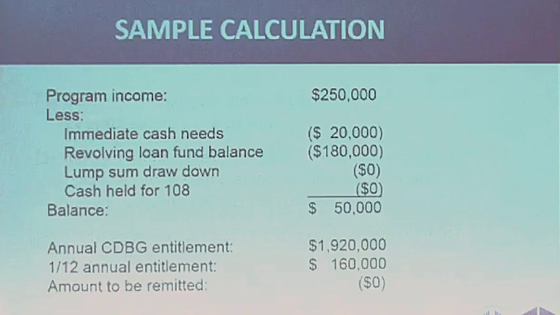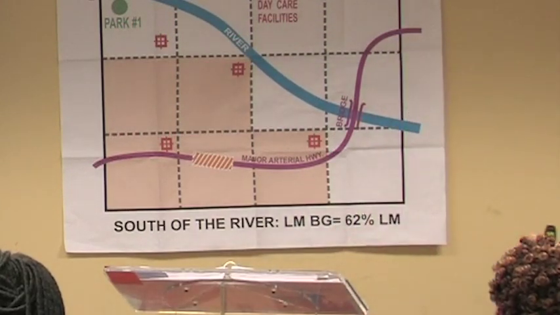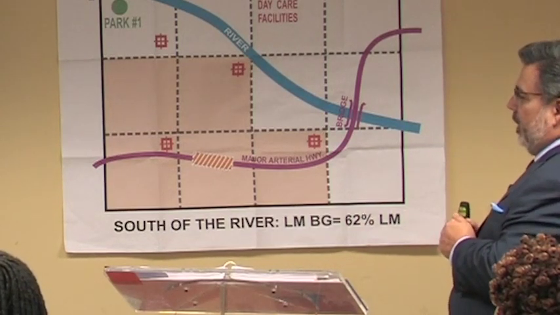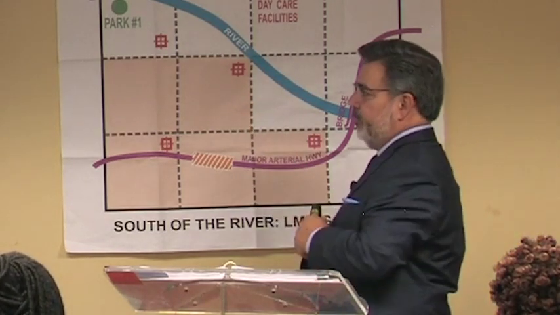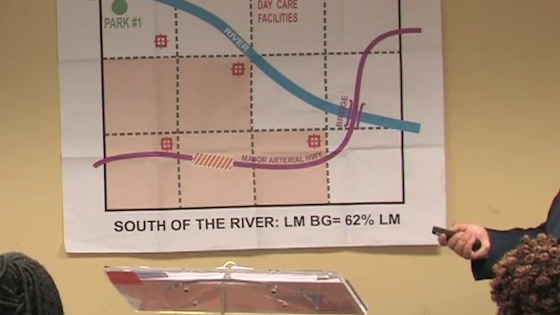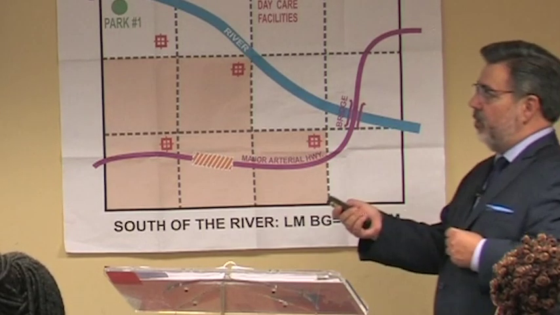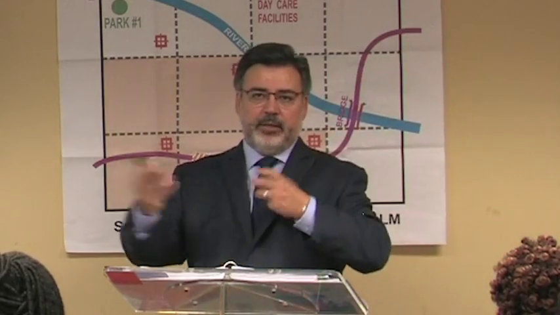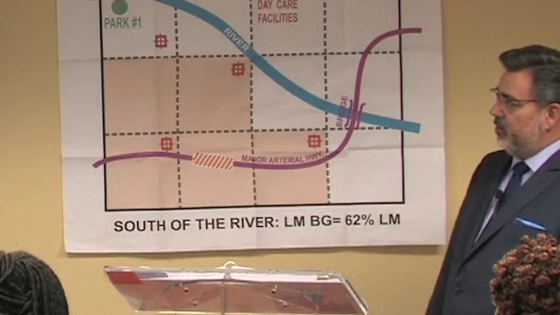We have payments we have to make in the amount of $20,000. We have a revolving loan balance of $180,000. And we have to do a lump sum drawdown, and we'll talk about lump sum draws coming up. But that's 0. Cash held for 108, 0. The total amount, our total balance then is $50,000. So even though we have $250,000, really we're going to be making these payments out fairly quickly. Those are obligated already, okay? That leaves us a balance of $50,000.